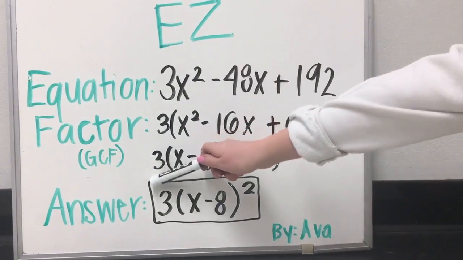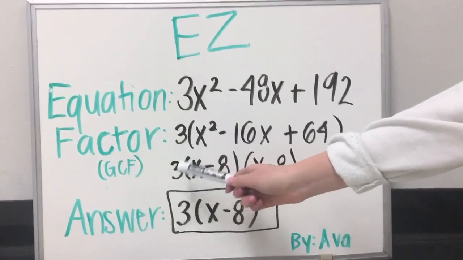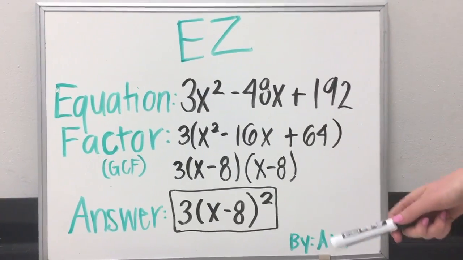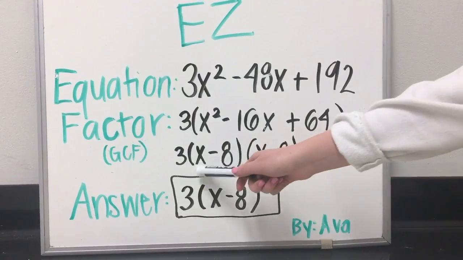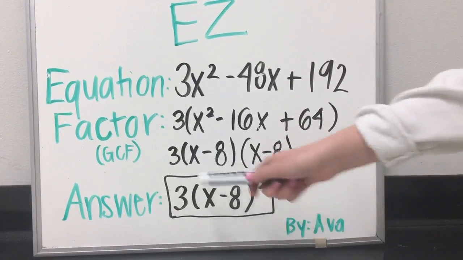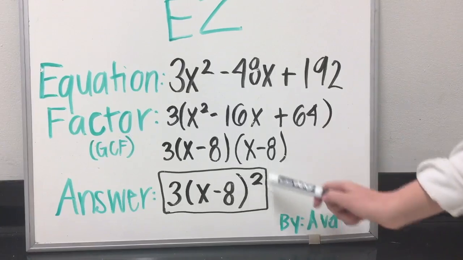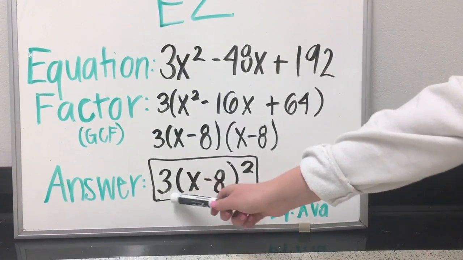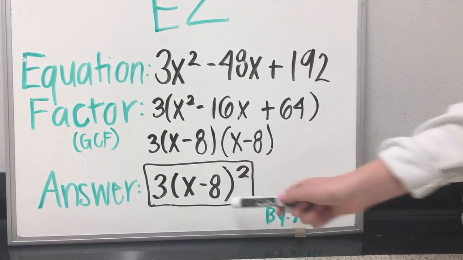So you drop down the 3 to where it was, and then you have x minus 8 times x minus 8. So the next step in this is because x minus 8 appears twice in this equation, you can just add a square, which is another way of writing that. And so here's my answer, 3 times x minus 8 squared.